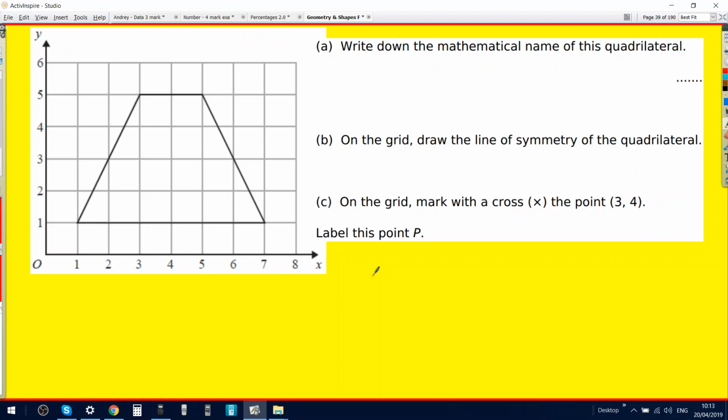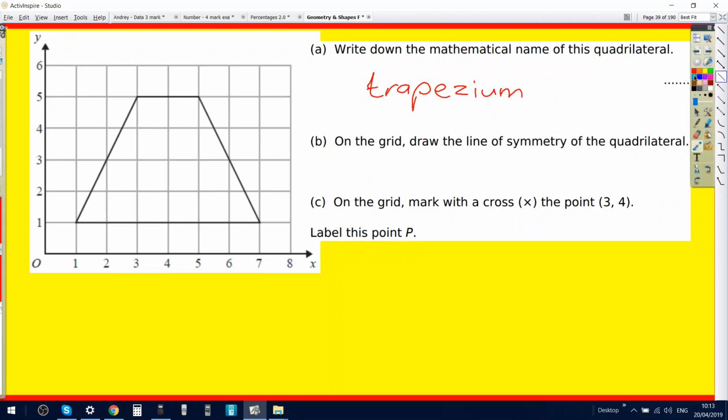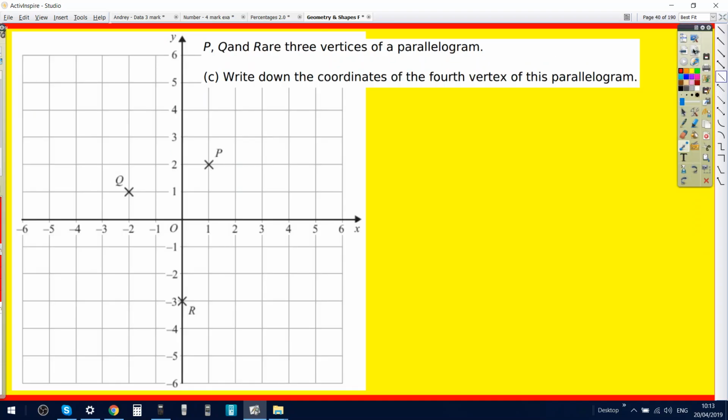So C. Add all of them. Okay, so A, is that a rhombus? No, a rhombus is like a skewed square. Oh, is it a trapezium? Yeah. How about B? Draw the line of symmetry of the quadrilateral. Is it 1 down the middle? Yeah. Go, and then you'll be alright for the rest.